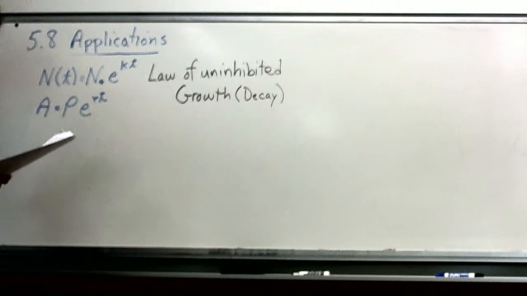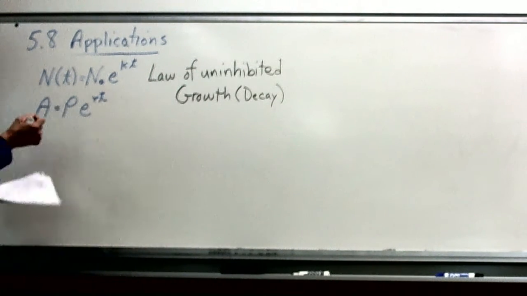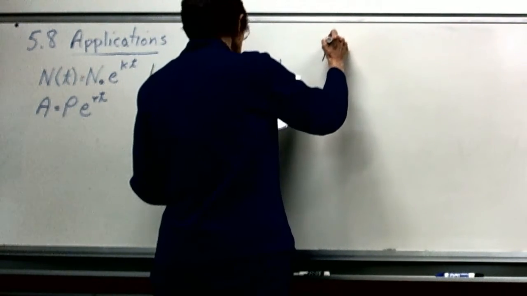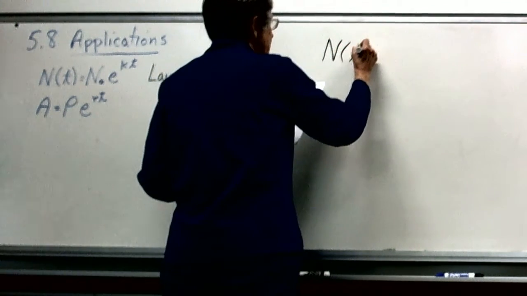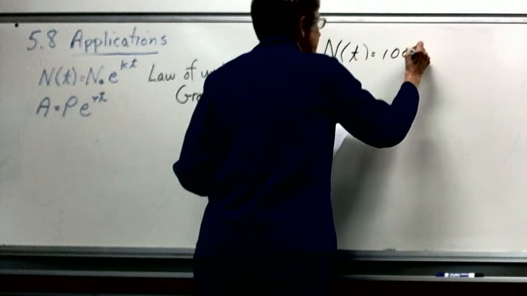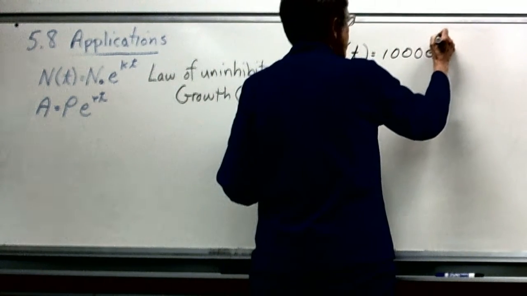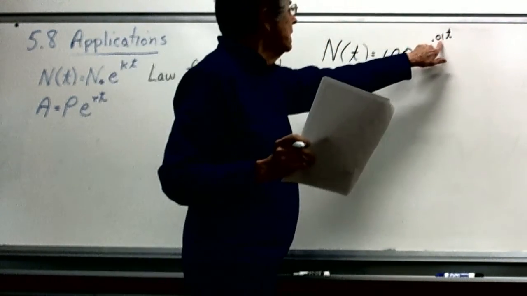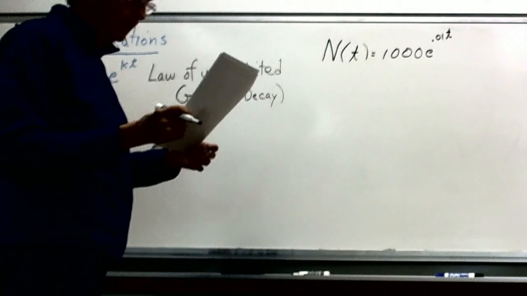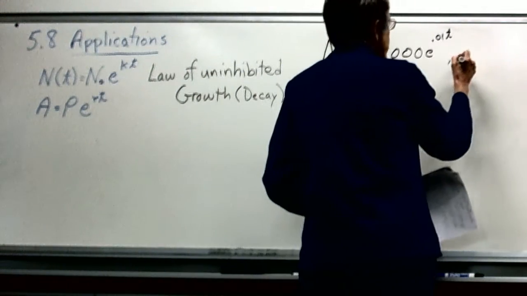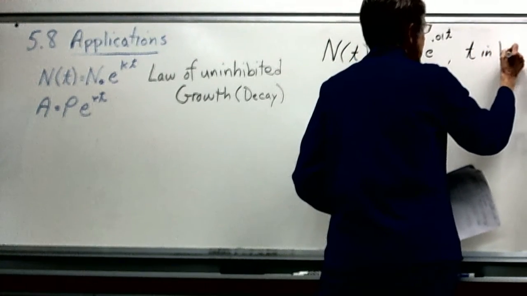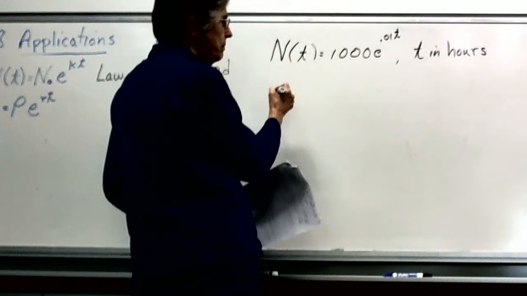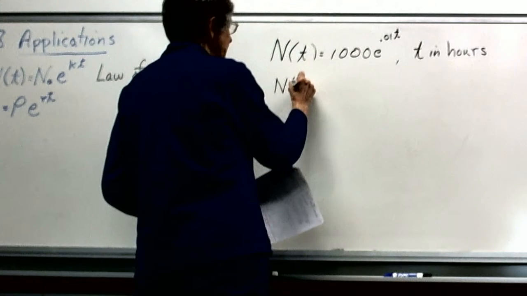So the first problem will be about bacteria, and we're actually given the formula with the constant k in it. So it looks like this: N of t is equal to 1,000 e to the 0.01 t. Okay. So the constant k here is 0.01. The time in this problem is in hours. And N of t is going to be the number of bacteria in time t.